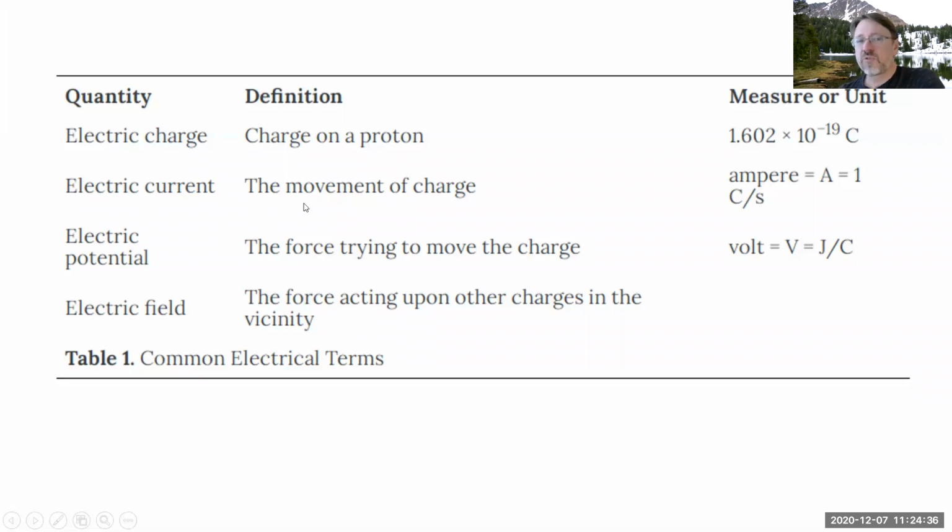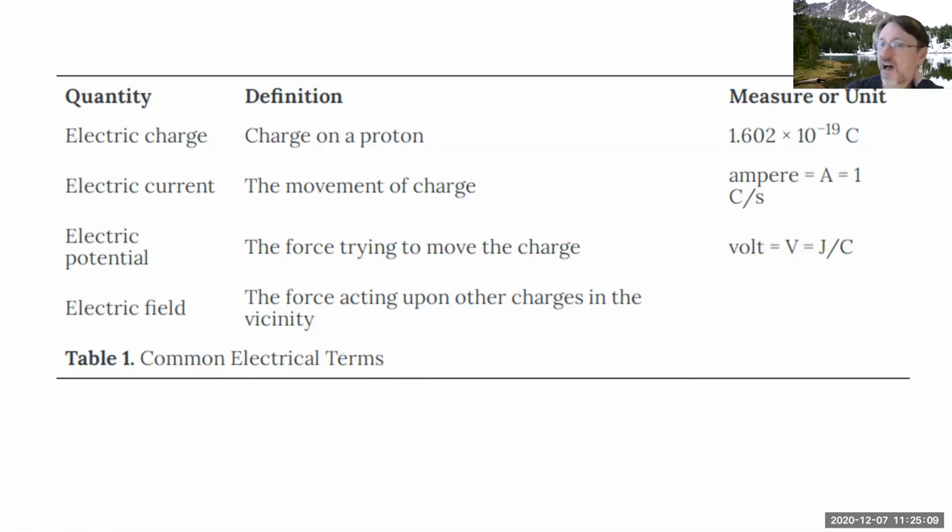Electric current is the movement of charge. It is the charge per unit time, so coulombs per second. And it's known as the ampere, which is 1 coulomb per second. And so that is measuring how many electrons are flowing along the wire per unit time. Electric potential is the force with which they're moving. This is measured in volts, and that is joules, the amount of energy per coulomb or unit of electric charge that is flowing.